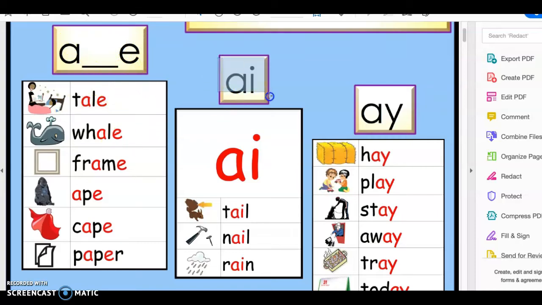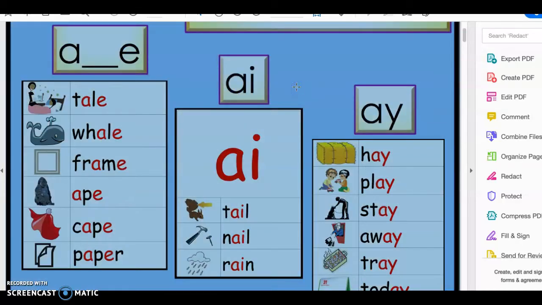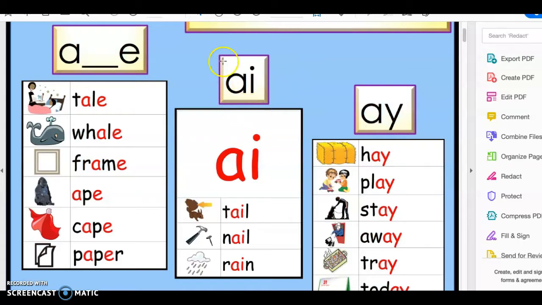Next, we have A and I together. In the story we're going to read, we actually don't have any examples of A and I together, but every time we see those two, we want to make the sound A. So two vowels together, these two say A. Here's an example. Tail, like a squirrel tail. Next one here, nail. And the last one, rain.